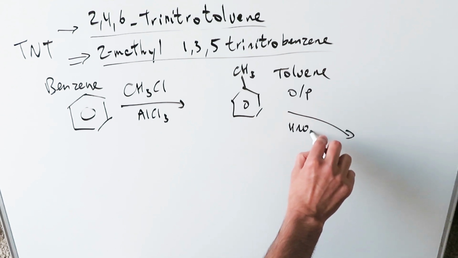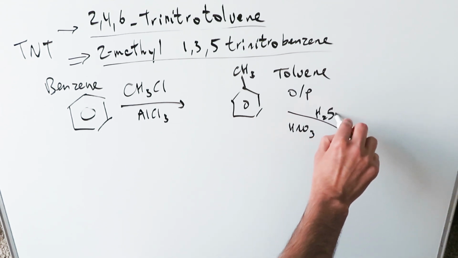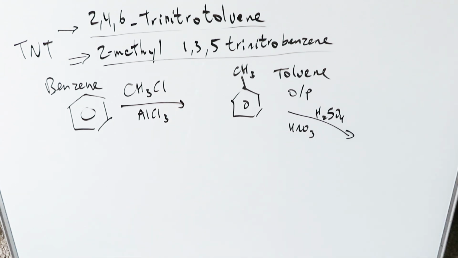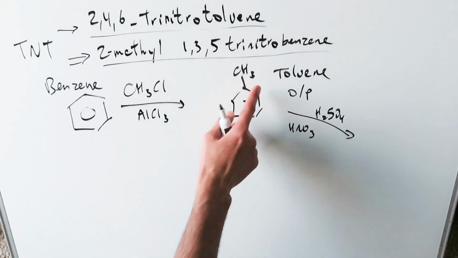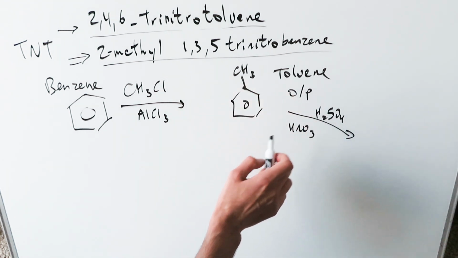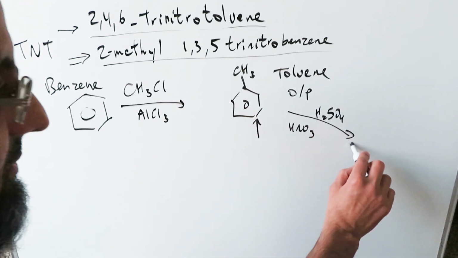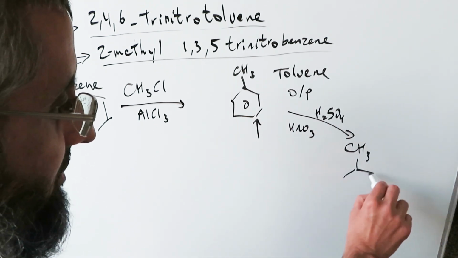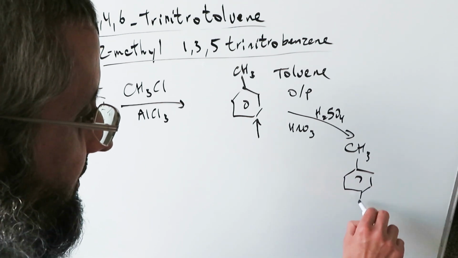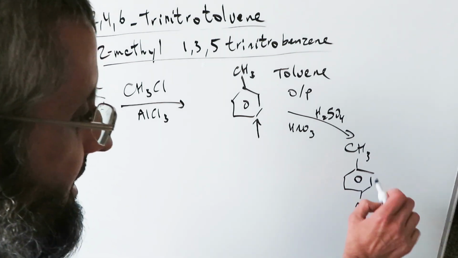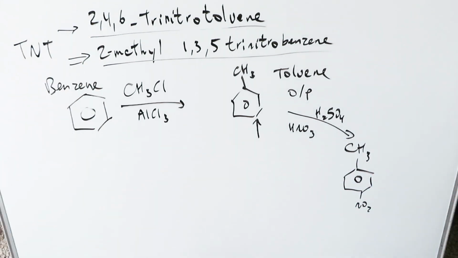You'll add HNO3, H2SO4. You're adding here a nitric acid in the presence of sulfuric acid, and because this right here is an ortho-para directing, you're gonna see a para directing addition right over here. So you'll see CH3, and then you'll have your benzene ring right here, and then the first nitro group will add right here in the para position, 1, 2, 3 carbons away.